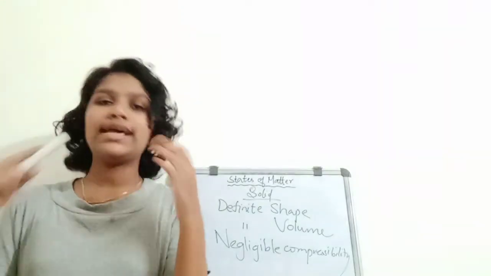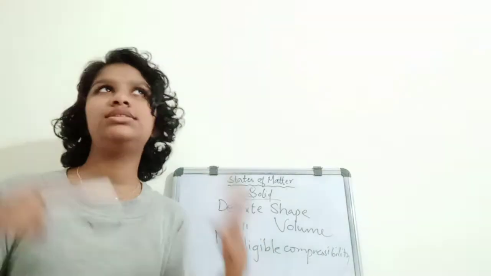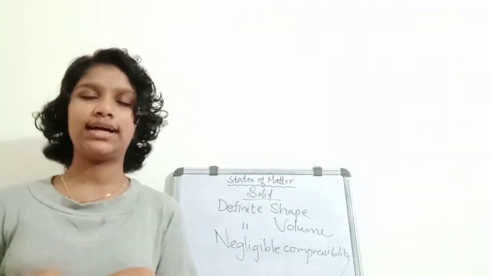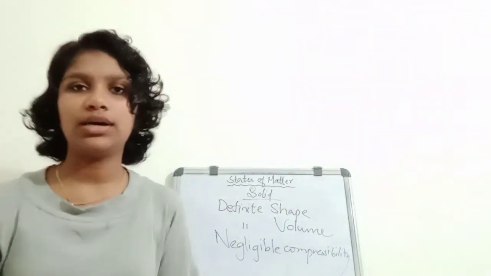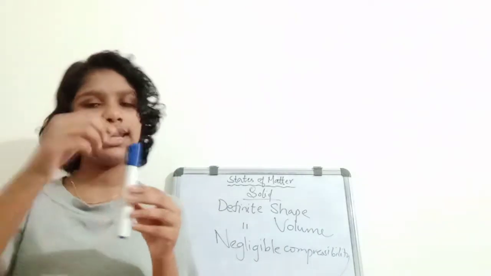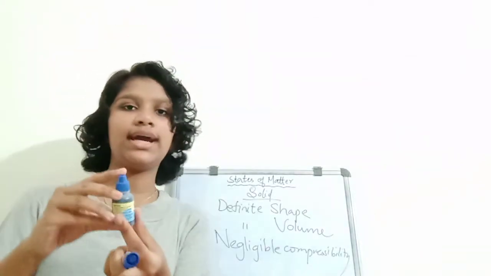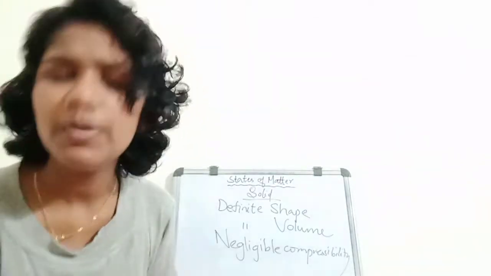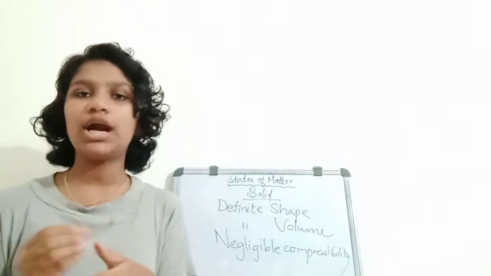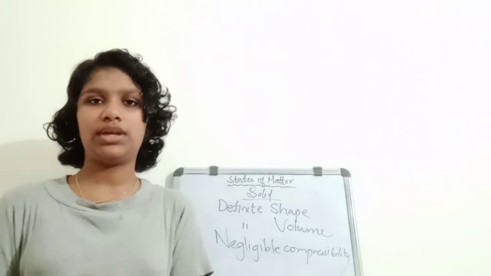Next, definite volume. We take an exception case in definite volume. We take salt, sugar, or chili powder. Now I take salt. If I put this salt in a container, it takes the shape of the container, right? If I put it in another container, it takes that container's shape. Whatever type of container I put the salt in, it takes its shape.